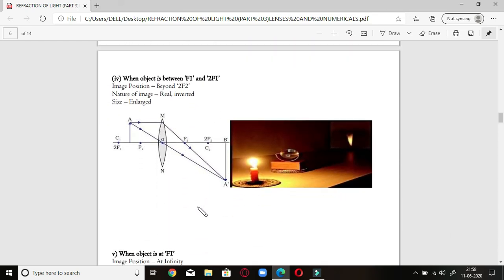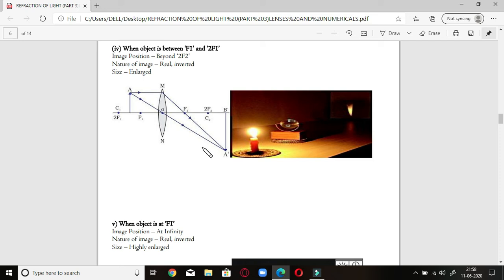Now next one is when object is placed between f1 and 2f1. Now look here, I have taken this candle very close to the lens so that the distance between them is reduced. Of course it is not less than f1, right? It is more than that, so that the image formed on the other side is real, inverted and bigger in size. Okay, so this is real, inverted and bigger in size because the image is formed beyond 2f2. Of course rays will be passed in the same manner as we have discussed earlier.